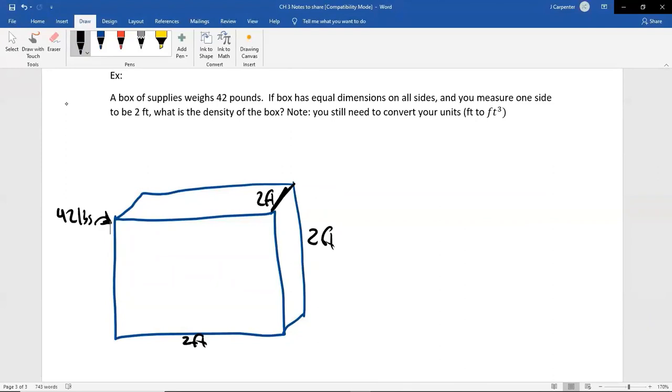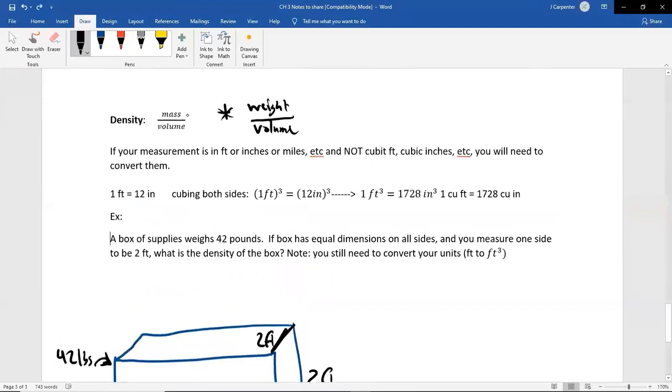All right, so the box has equal dimensions, and they ask, what is the density of the box? And I say, note, you still need to convert your units, but it's not going to feel like a conversion problem. It's just going to feel like finding a volume, because the density is the ratio of mass to volume, or weight to volume. We're going to use weight. Again, this is not technically true, but good enough for QR's sake. So again, I said you have to convert your units, but that's just because we have to find the volume based on the fact that it's a 2 by 2 by 2 box. So the first thing we're going to do is find the volume, which is 2 feet times 2 feet times 2 feet.